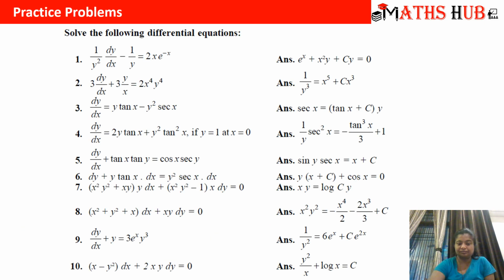Okay. So you can try these problems. So these are the practice problems. So do write your answers in the comment section whether you have understood these problems, and if there is any difficulty in these questions, do write me the question number so that I can provide you that particular question, right?